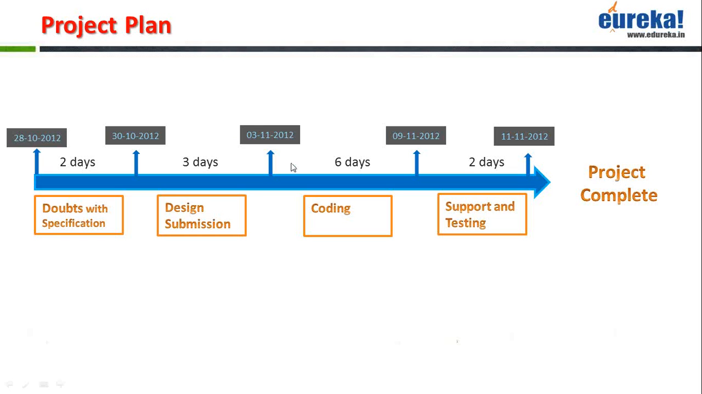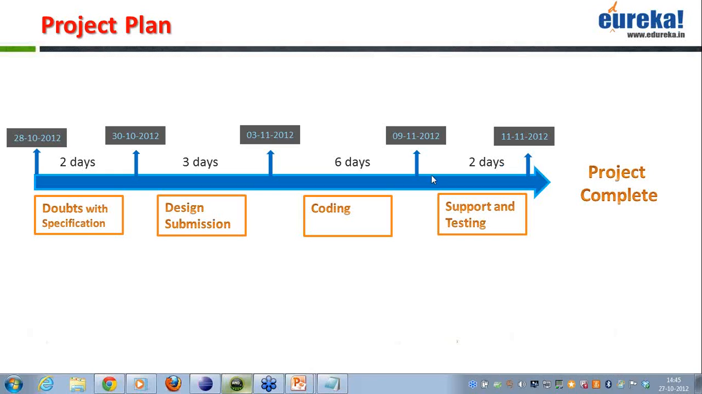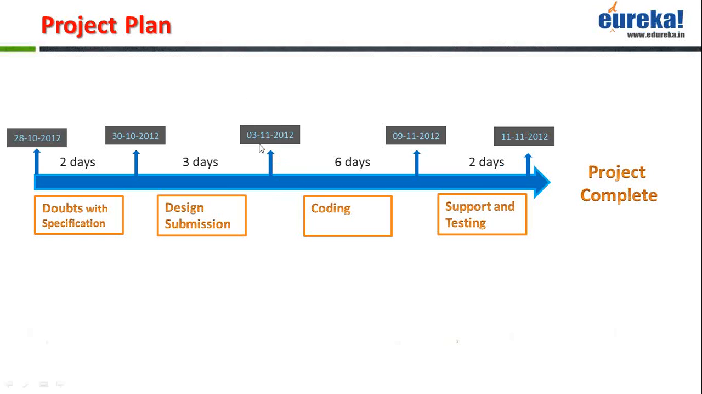And after we get all the submissions, after the third day, you'll actually start coding on the project. So you won't start coding before the 3rd of November. You'll be only generating the XML layouts for the project. And then from the 3rd of November, you'll be taking time till the 9th of November, which is 6 days of pure coding that you'll be doing on the projects.